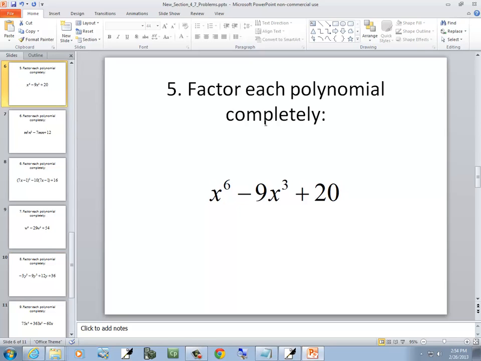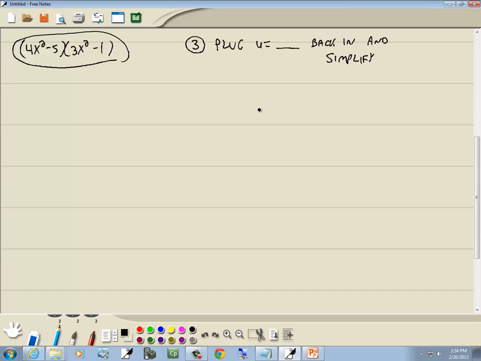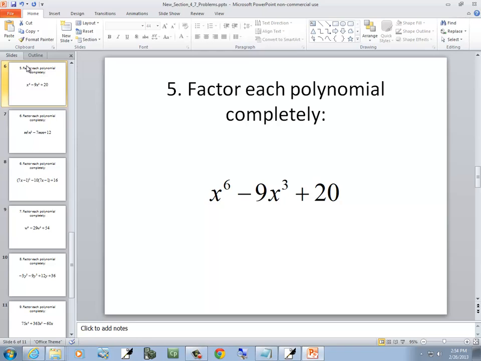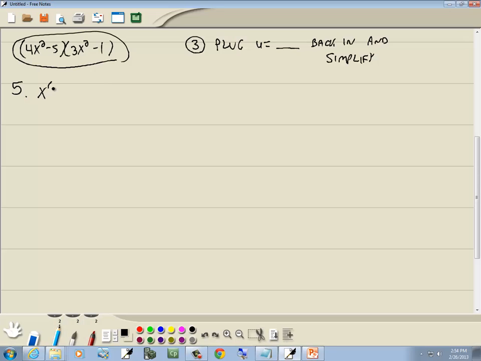I think we got another problem here dealing with it. Yeah. So let's take a look at this one. We've got x to the 6 minus 9x to the third plus 20. Well, this is a u-substitution again, because if I took the variable part of the middle, which is x to the third, and raised it to the second power, that would give me x to the sixth, which is the variable part of the first. So this is the u-substitution.